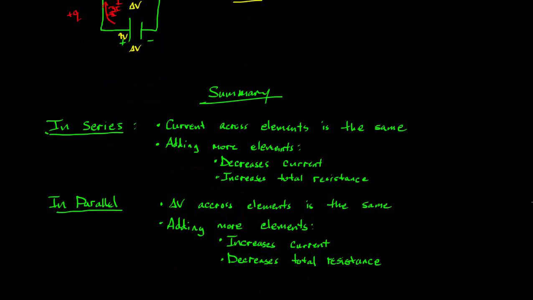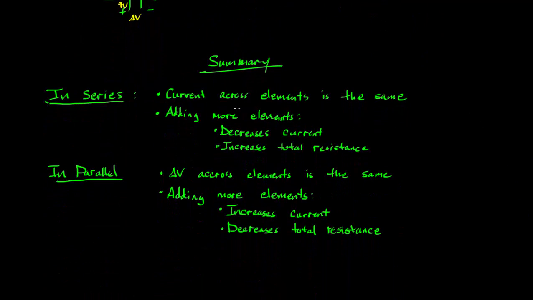So to summarize with your in series and in parallel, in series, the current across the elements is the same, whereas in parallel, the potential difference is the same. And then when we add more elements in series, it decreases the current and increases the resistance. In parallel, it increases the current and decreases the resistance. So you need to know this. We're going to get into the quantitative starting next time. We'll start analyzing, and we'll build up with analyzing these kinds of circuits quantitatively.